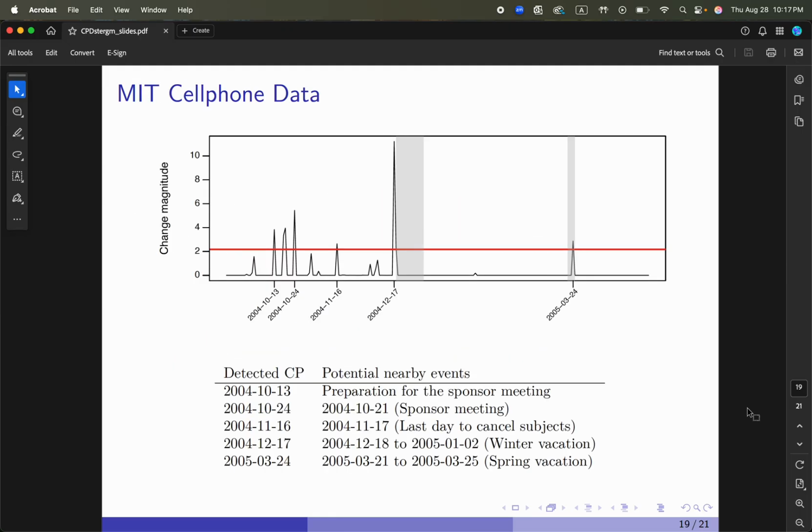We implement the proposed method on two real datasets. The first is the MIT cell phone data, where the proposed method detects five meaningful change points. The largest spike corresponds to the winter break, which is a substantial event in the academic calendar that alters the communication behavior among students. We are also able to detect the spring vacation as well as a sponsor meeting, where two thirds of the students are meeting project deadlines.